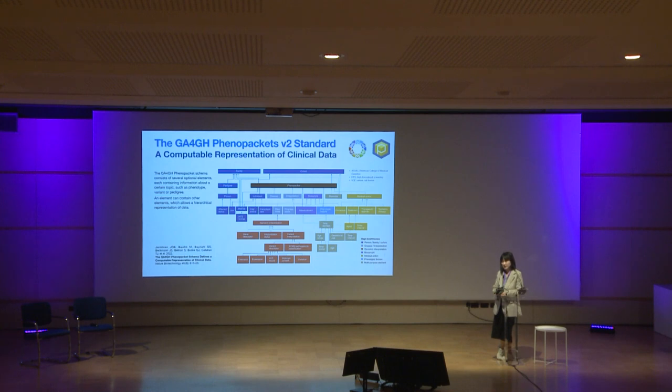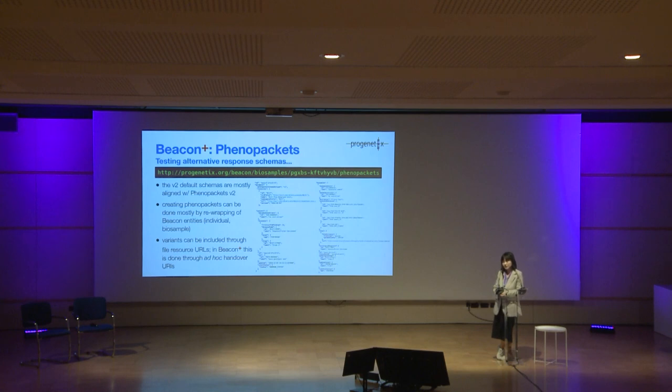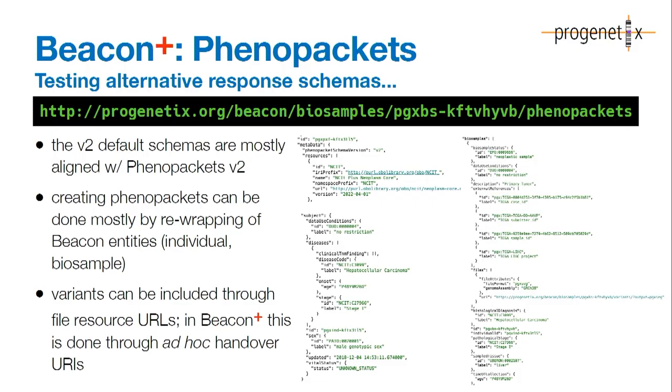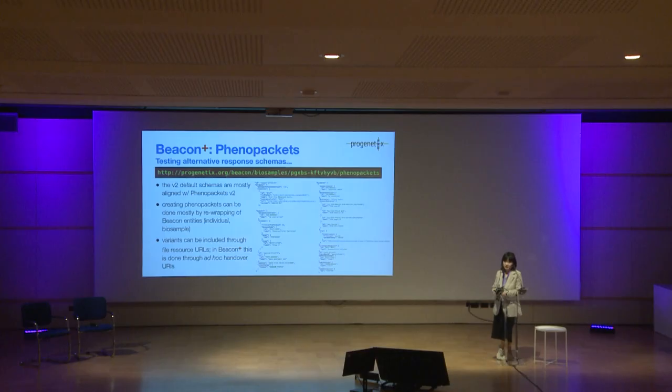And an element in the Phenopackets schema can contain other elements, therefore allowing for a hierarchical representation of data. Now, based on Beacon version 2 and Phenopackets, we have a standard GA4GH protocol for data discovery, which is Beacon version 2, and also a data exchange format of bundled genomic data and annotation data, Phenopackets. So we are interested in how data can be discovered and delivered using the Beacon version 2 model with the format of Phenopackets.